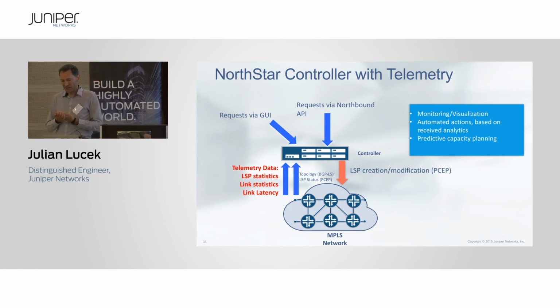And the information that we're sending from the network is how much traffic is traveling on each LSP, as reported by the ingress router, how much traffic is traveling on each physical link, and also link latency. You can have a feature known as RPM, measuring the latency of links between adjacent routers using hardware timestamps. That link latency is reported to the controller as well. And that lends itself to interesting use cases.